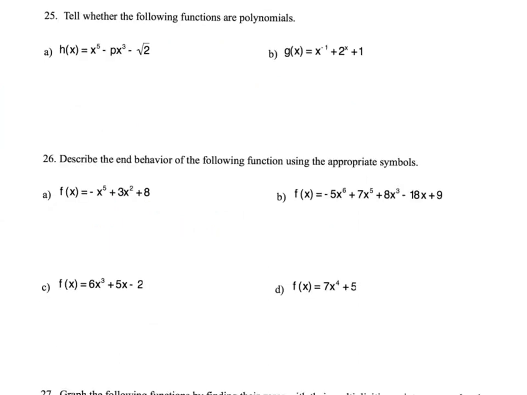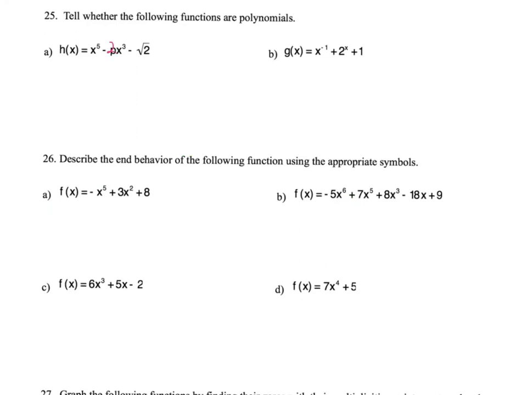For number 25, we want to identify whether or not the functions are polynomials. And a polynomial must have exponents that are natural numbers or whole numbers, and it must have real coefficients. And A satisfies... Oh, nope. A has a P in it. I don't know if it was supposed to have a P. I think that might have happened during the transfer. So let's change that P to a 2.